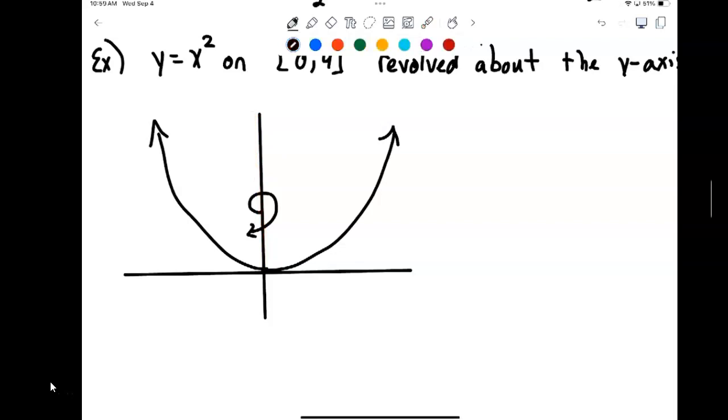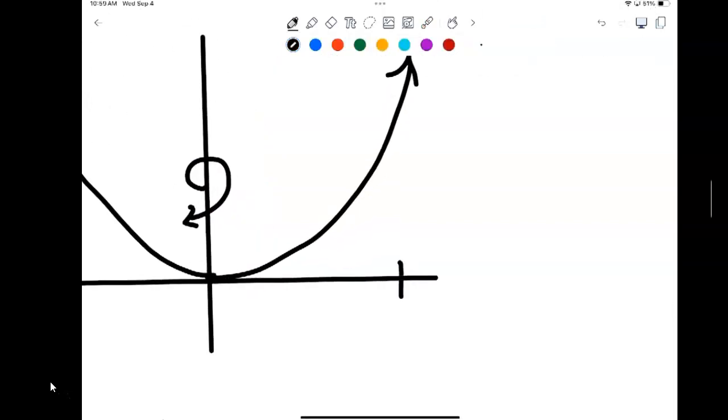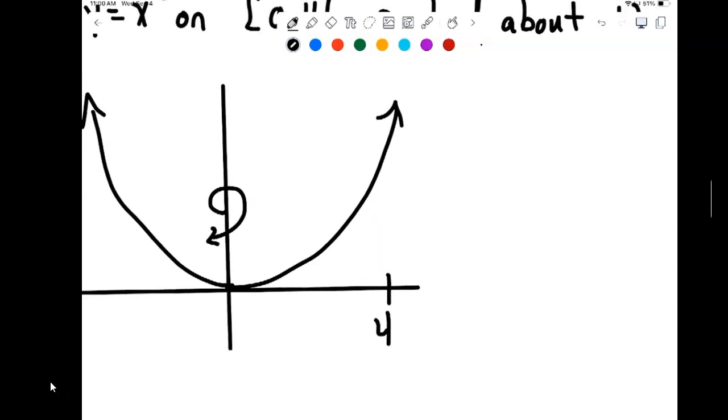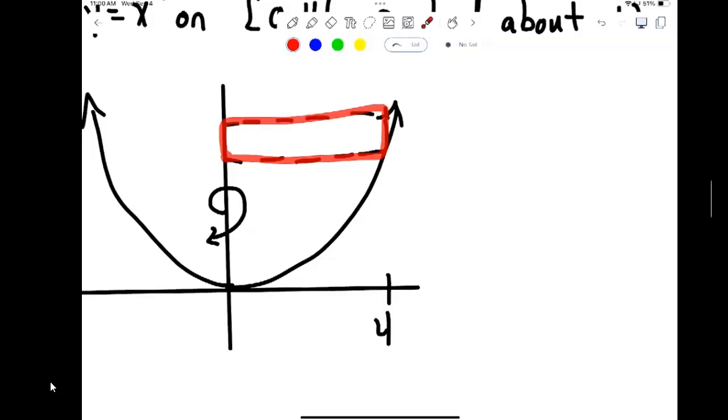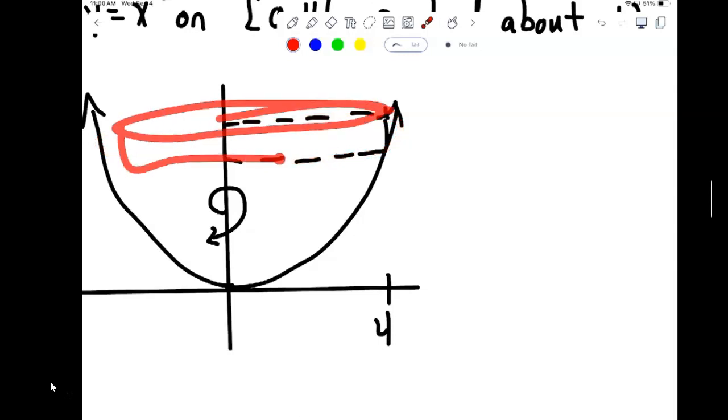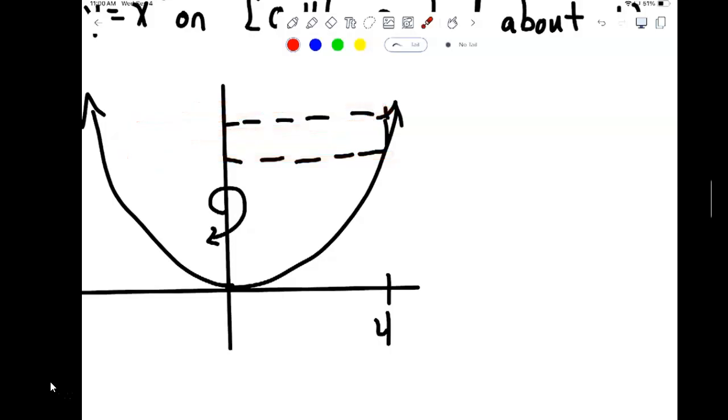So what we recognize here is if we're going between 0 and 4, we have to look at this in terms of y. And so we draw in our little rectangle here, like so, about the y. And we can see that that little rectangle will be the thing that becomes our cylinder, right, our little cylinder about the y-axis. And so we have to integrate with respect to y.